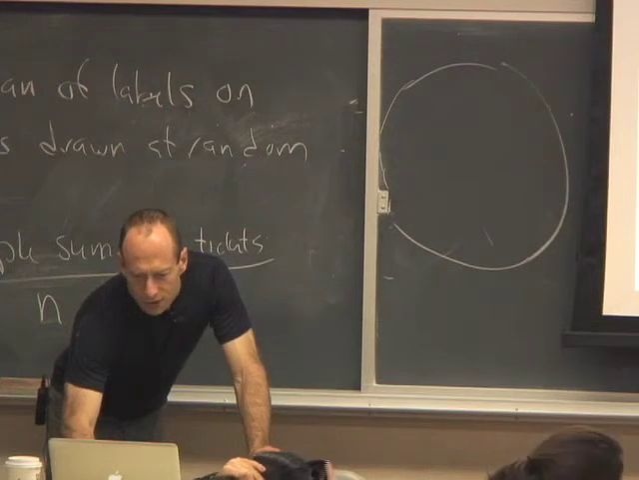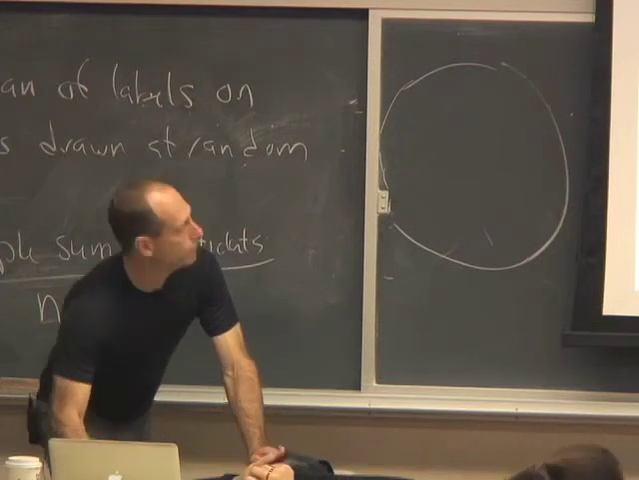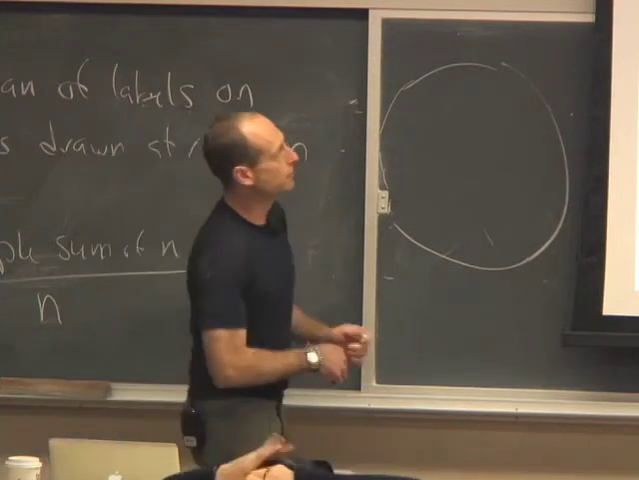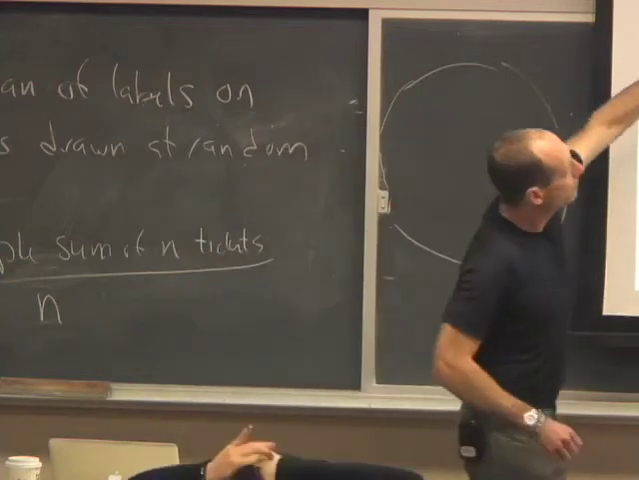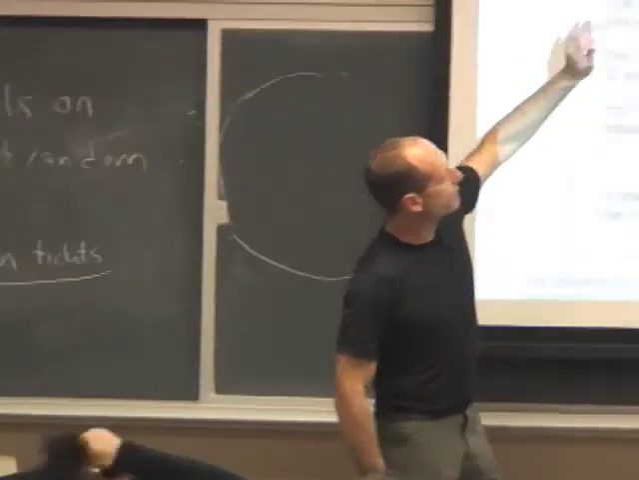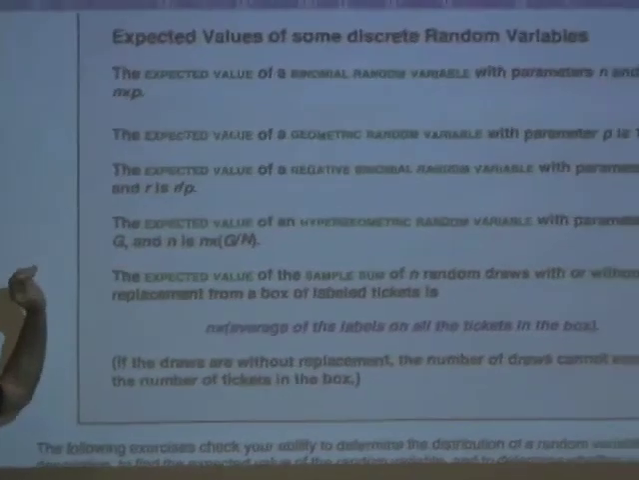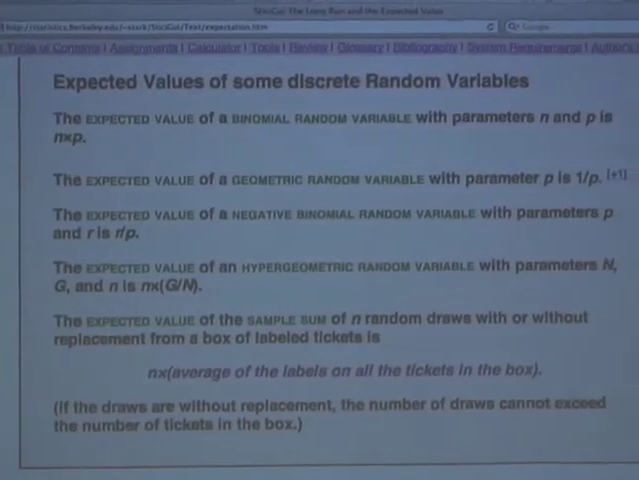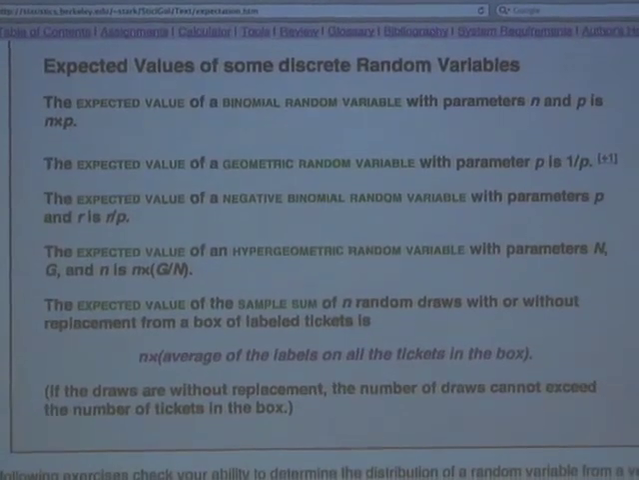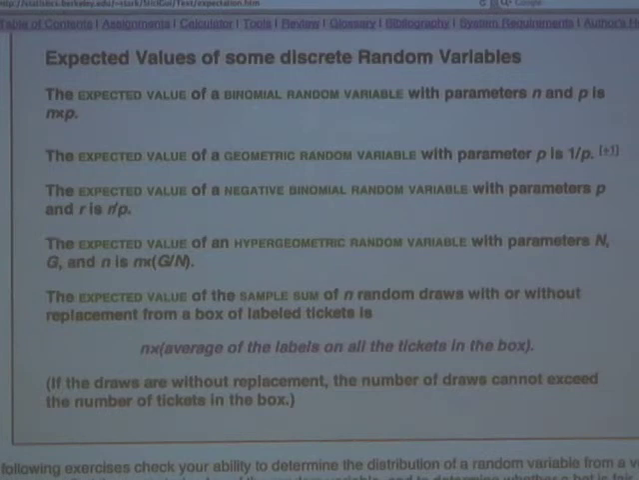Let's go over some of this stuff and hint at how you get some of these results. So we already figured out that the expected value of a binomial random variable with parameters n and p is n times p. It is the sample sum of the numbers on the tickets that you get if you draw independently with replacement from a 0, 1 box that has a fraction p of tickets labeled 1, and you draw a little n times.